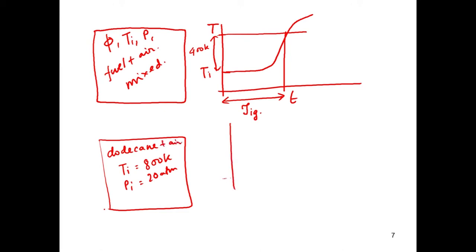So, what we can do is once again do this kind of an experiment and find out how much the temperature rises. This can be done in a shock tube or a homogeneous reactor or any kind of flow reactor. And we find out the ignition delay time and then we can vary the initial temperature and find out a correlation, that is, how the ignition delay time changes as you change the temperature.